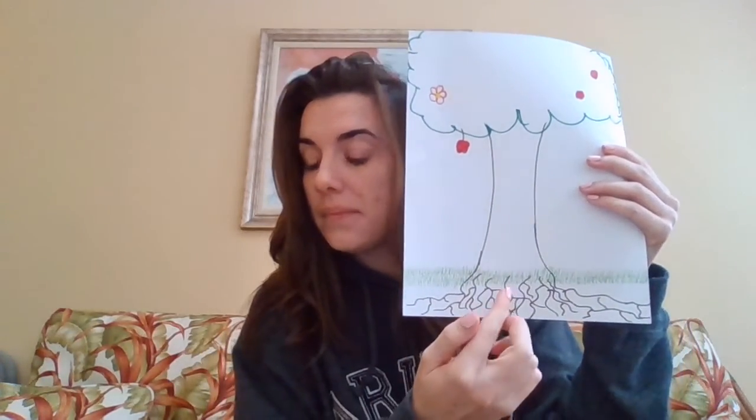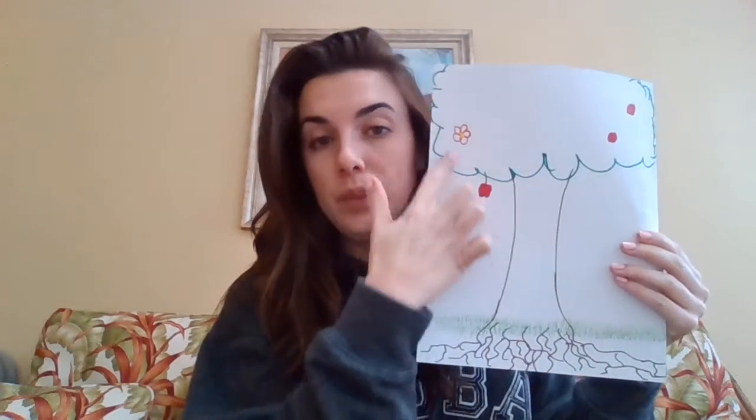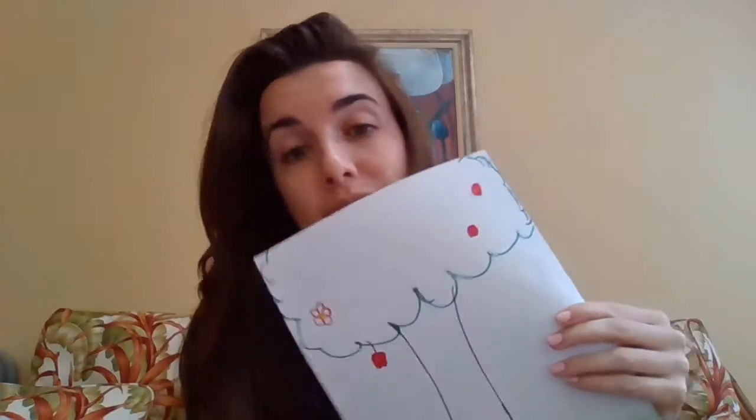So the roots absorb water and minerals, and they go up into the stem, and then the stem carries the water and minerals to different parts of the plant that need it as well. So that's the stem. The next part of my plant or tree is the leaves, which are up here at the top. I didn't draw them very well or in detail, so bear with me.